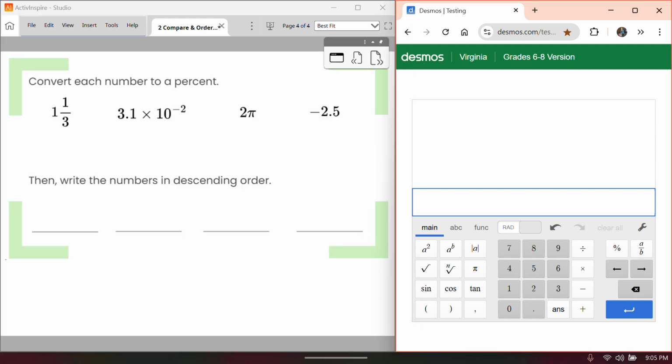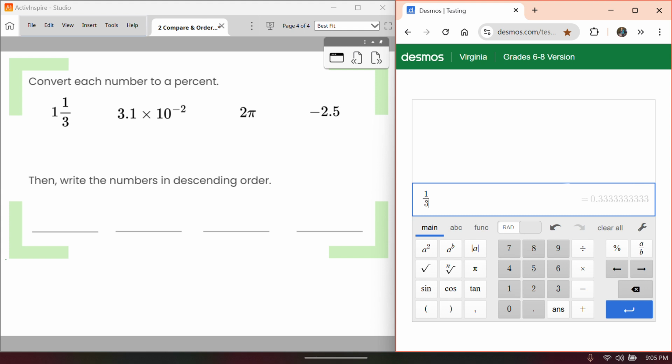So our next example has some different types of numbers in it. I've got a mixed number. I've got another scientific notation. I've got a number with pi in it. I've got a negative decimal. So the first thing I'm going to do is I'm going to convert each of these into a percent.